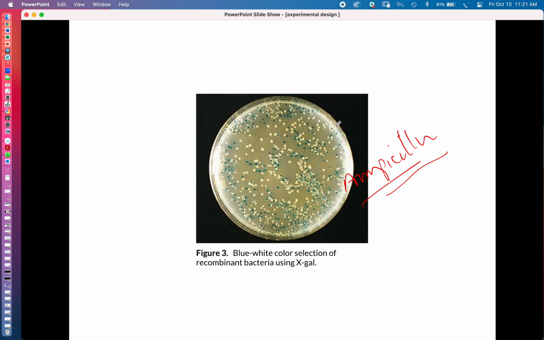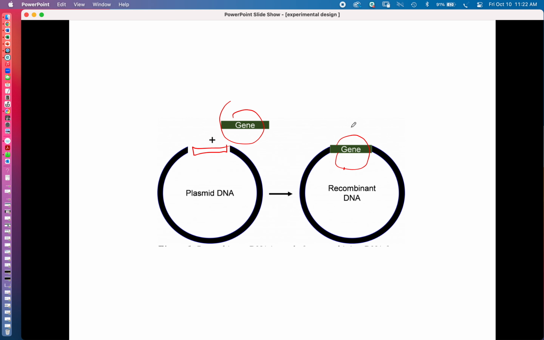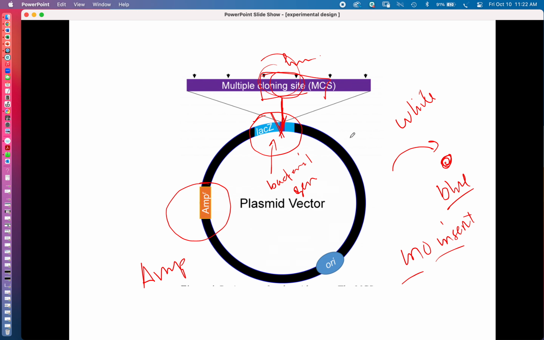And we can see that some of the colonies are blue. We're not interested in them. They were able to grow because they got a plasmid. They have that antibiotic resistance gene, but they're not what we want. We want the white ones because they're the ones that have the insert. They're growing on ampicillin, and they're not glowing blue, so they must have gotten an insert in there. And so we want to pick the white ones. That's our experiment, like that, okay?